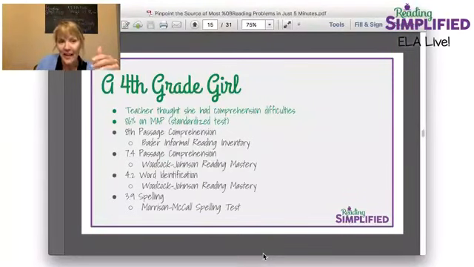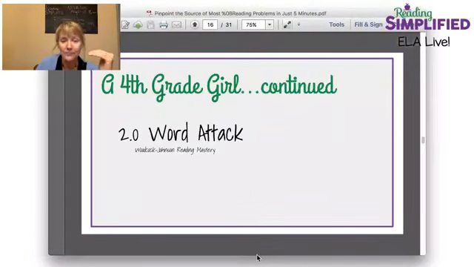Where is her word attack? Is she performing up here like an 8th grader? This is just a guess, just for fun. I mean, there's no way you'd know. She's a 4th grader, but her word ID is slightly lower, and Samantha thinks it's even lower, and in fact it is. Look at how low it was.